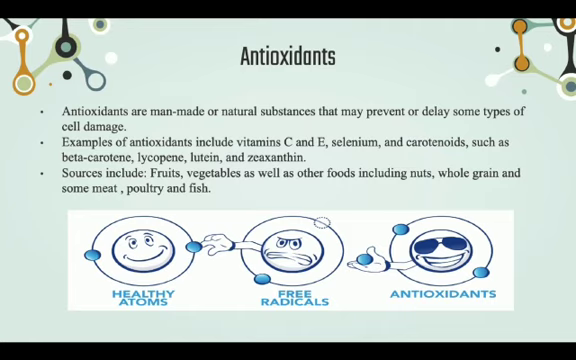As we can see in the picture, the working of antioxidants. It offers its electron to the free radical to prevent the healthy atom from damage. In this way, antioxidants, the free radical scavenging system, protect our body. So it is very important to take antioxidants from our diet to prevent the diseases that are caused by free radical production. So this was all about today's topic.